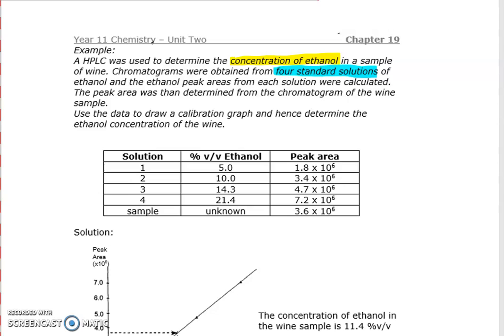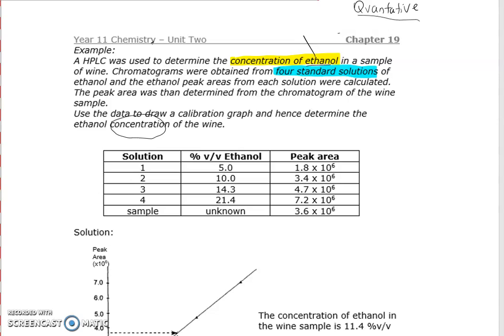Cool. All right, so we're looking at a concentration kind of question here, which gives us an indication this is a quantitative type of question. So we're looking at the quantity of ethanol in the wine. We already know it's ethanol, so we've already run a qualitative analysis on it. We know we're interested in ethanol.